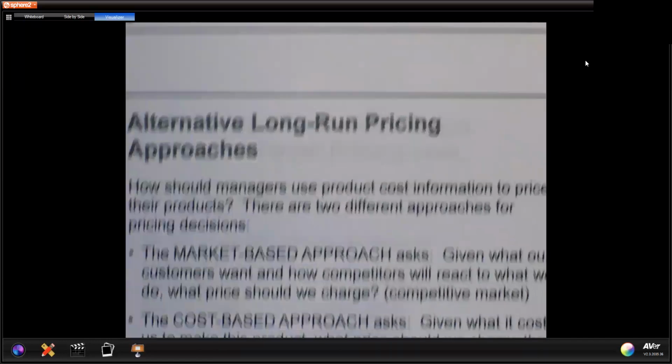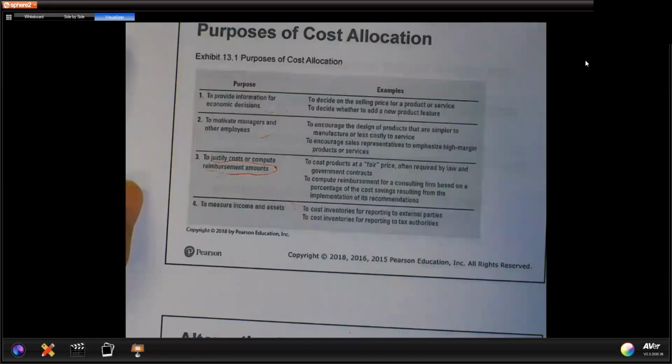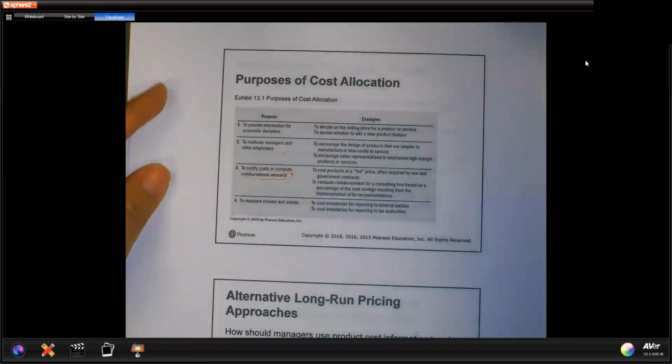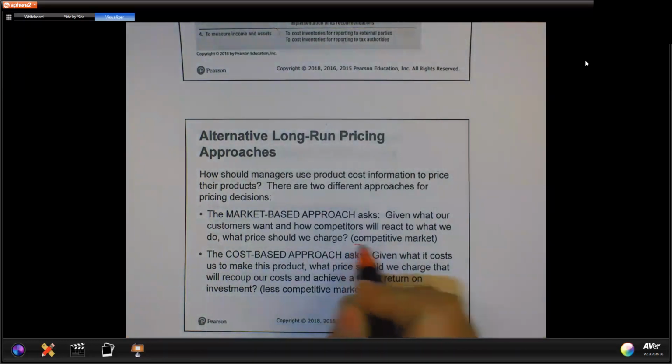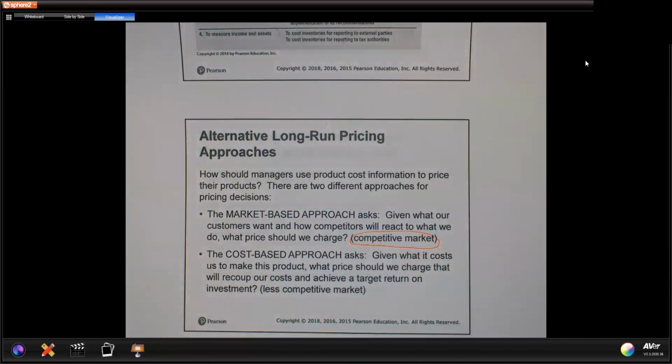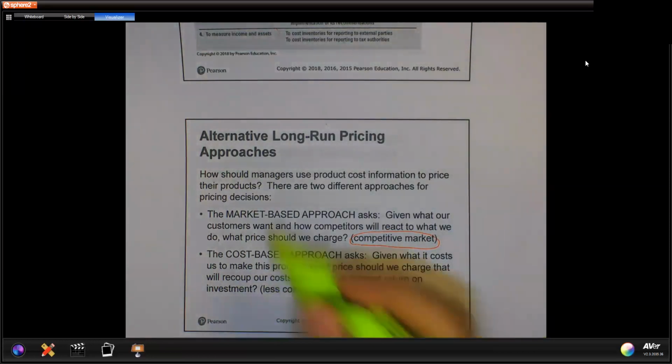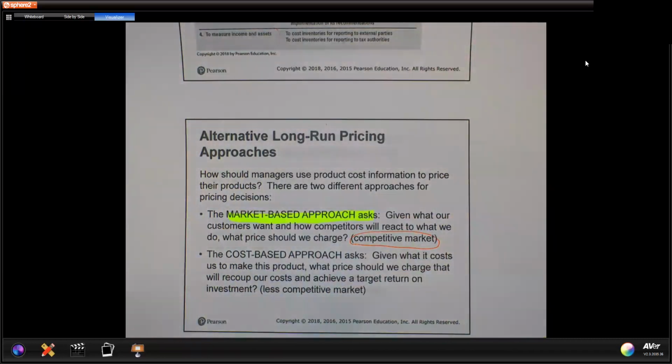So now we finally go to talk about the main part of chapter 13. We said chapter 13 is talking about pricing. So there are 2 alternative approaches for the long-term pricing based on the market. If the market is very competitive, we already talked about that, you cannot really decide the price. All you can do is you control for the cost, right? You control for the cost, so you can get some money. That situation is called a market-based approach. So the market already decided the price for you. All you can do is, given what our customers want and how competitors will react to what we do, what price should we charge. So market and competitors, they already decided for you.